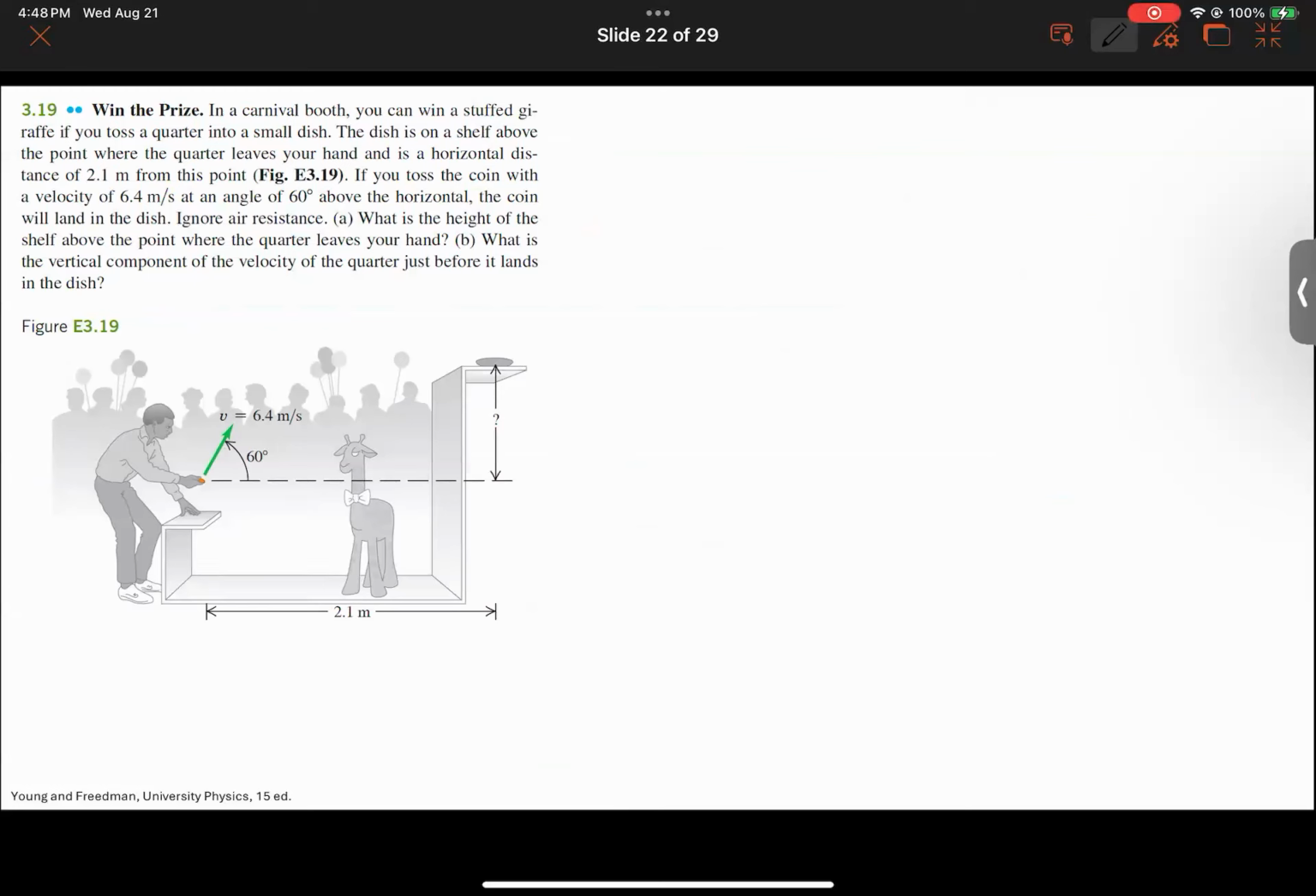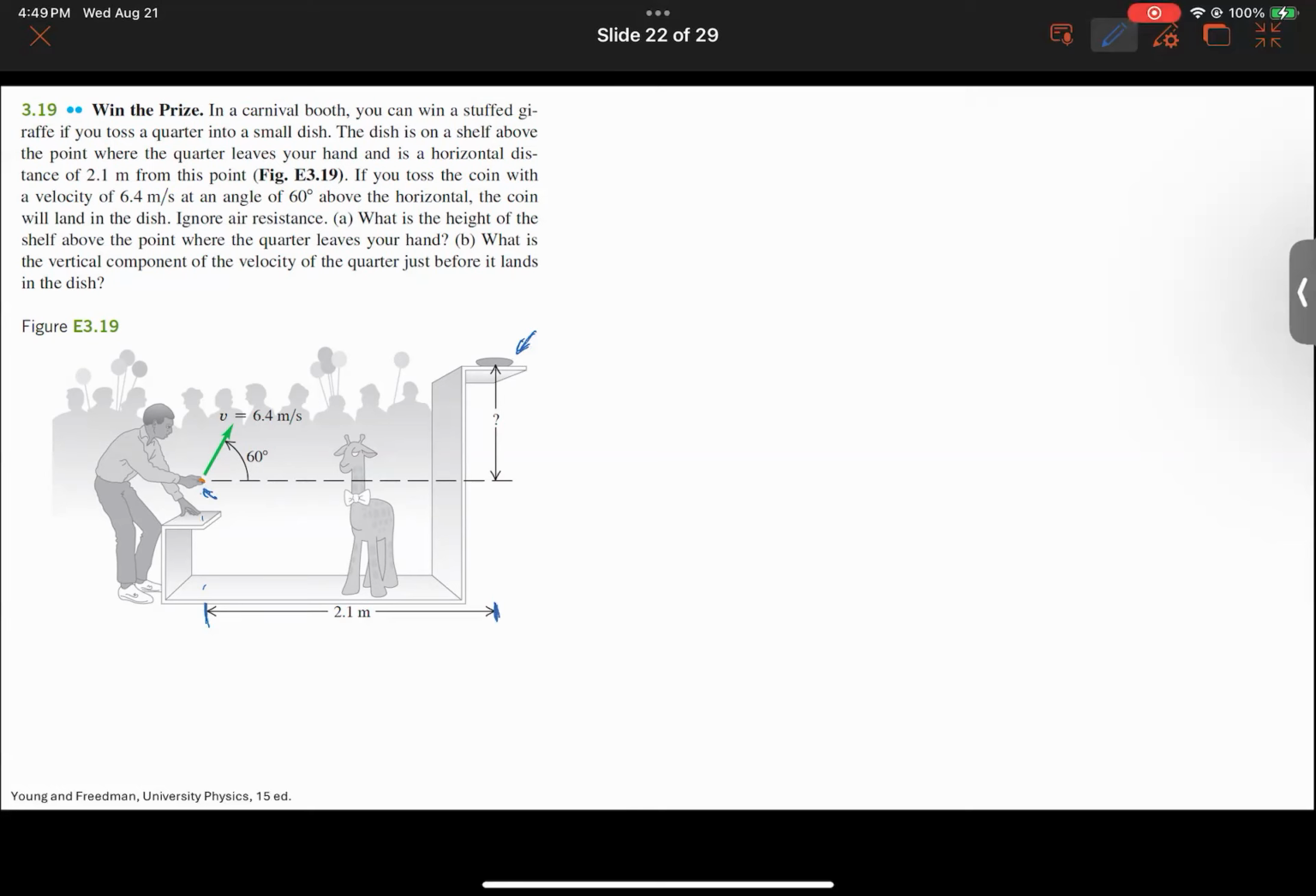In a carnival booth, you can win a stuffed giraffe if you toss a quarter into a small dish. So there's the quarter. Here's the quarter in his hand, orange, and up here is the dish. The dish is on a shelf above the point where the quarter leaves your hand and is a horizontal distance of 2.1 meters. So from this position to where the dish is, that's 2.1 meters.